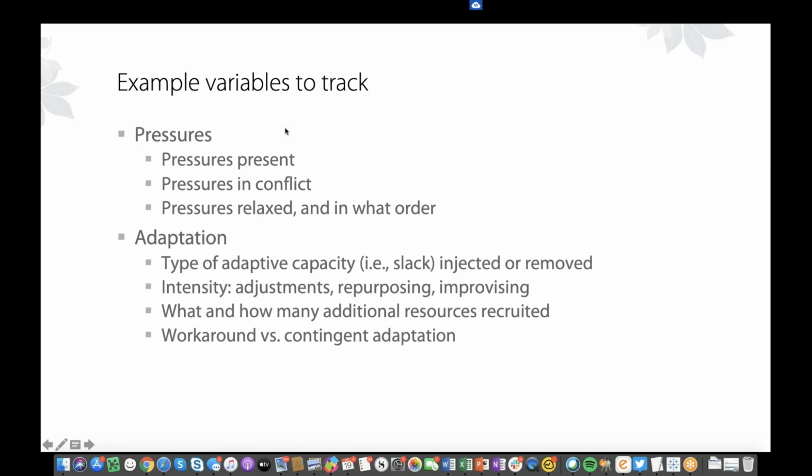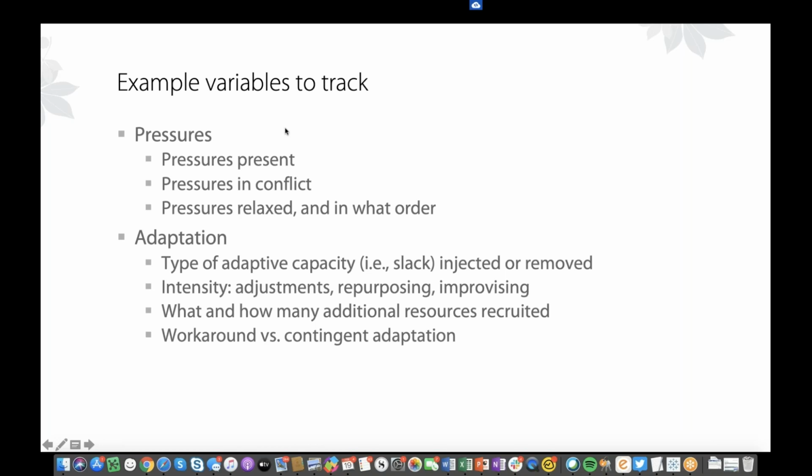So here are example variables that we're tracking right now. With the pressures, we create that catalog of pressures that are in the system from those initial interviews. We say in this story, this pressure was a contributor. These pressures in conflict are happening, and this pressure is being relaxed, or that pressure is being relaxed, and in what order. So we're trying to understand it from that perspective.